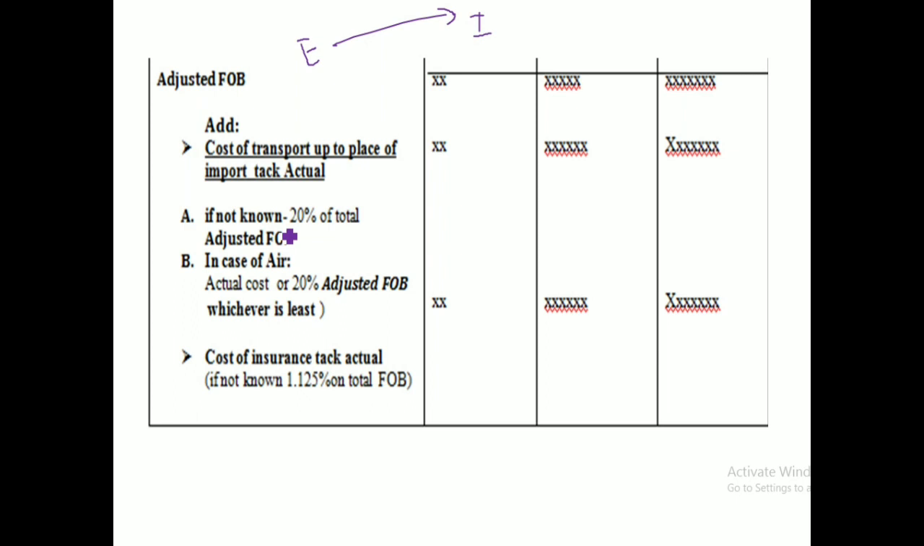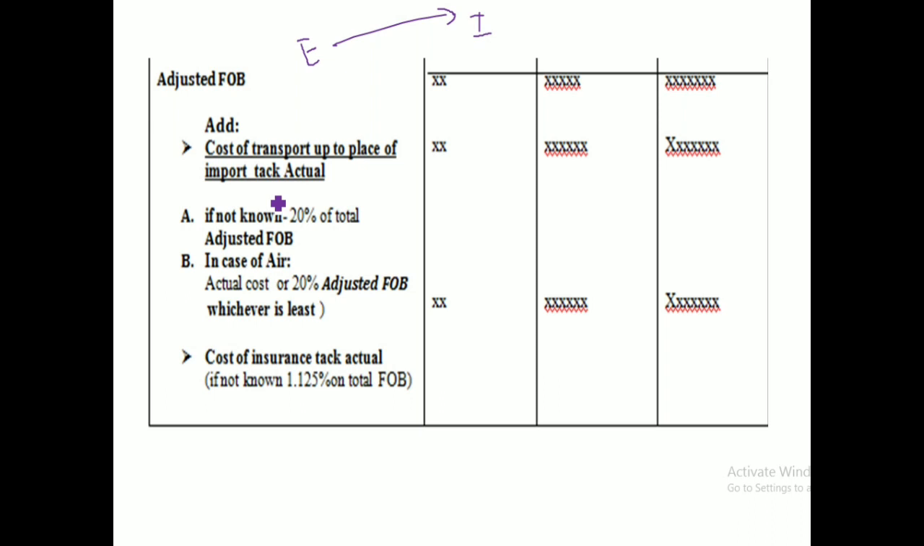So here again we just need to add up freight and insurance charges. This is also a very important theory part, you just need to understand. Here, if freight charges are actually known, we can add them here. If they are not known, we just need to keep this in mind. If the actual has been given, we can deduct.